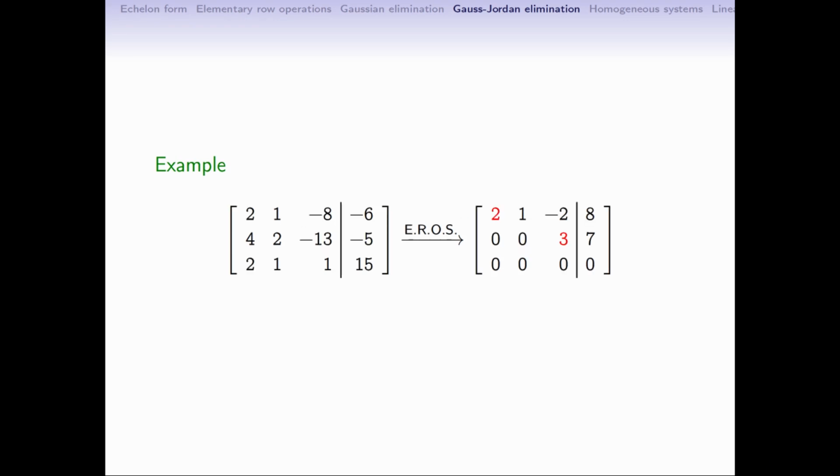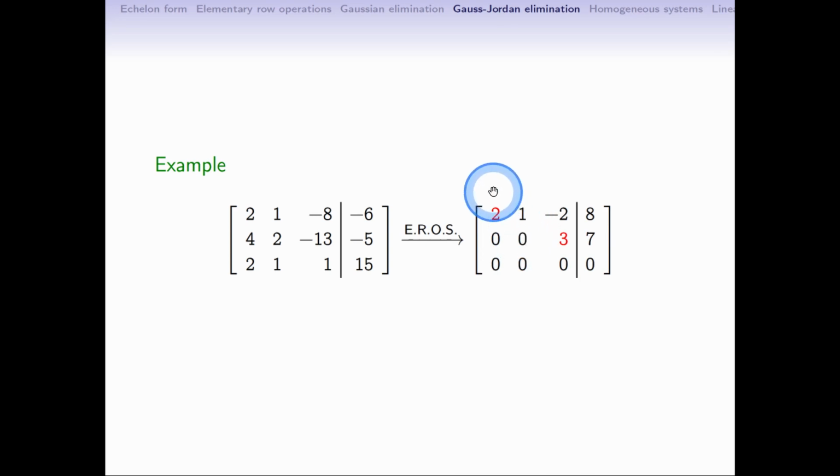Now here's another thing that can happen. Here's a system of three equations and three unknowns. After doing our elementary row operations, we get it into row echelon form. But in this case, we have a row of zeros at the bottom. Now that's not inconsistent, so there's no inconsistency here. This system is still consistent, but it does have a free variable.